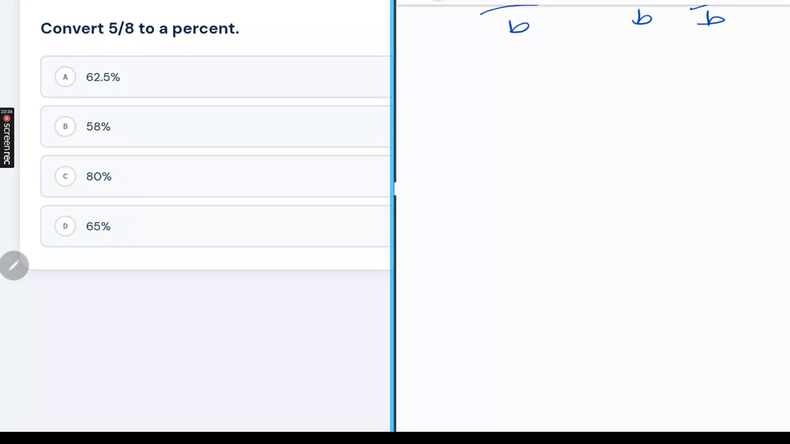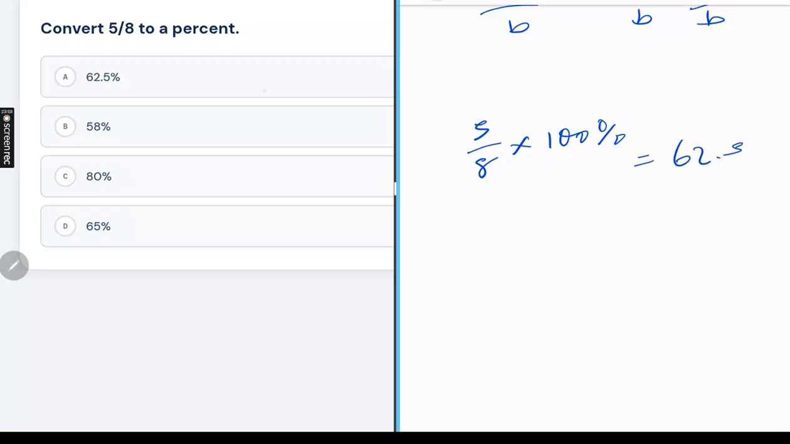Convert 5 over 8 to percent. That is 5 over 8 times 100%. Okay? 100 divided by 8, or you can say 500 divided by 8. That's 62.5.